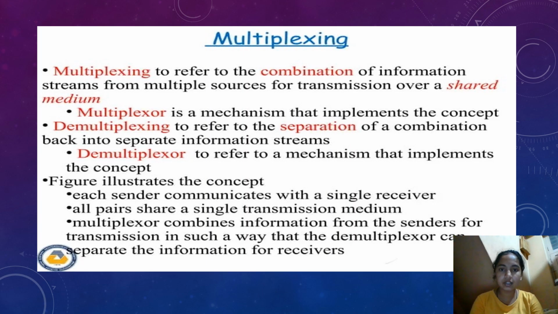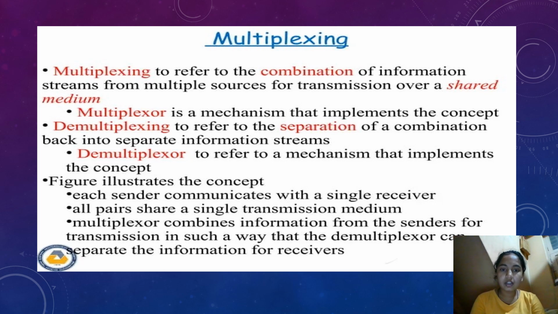Before going to that, let us see multiplexing. Multiplexing refers to the combination of information streams from multiple sources for transmission over a shared medium. A multiplexer is a mechanism that implements the concept. Next, demultiplexing refers to the separation of a combination back into separate information streams. A demultiplexer is a mechanism that implements the concept.